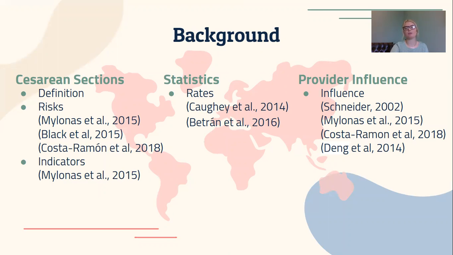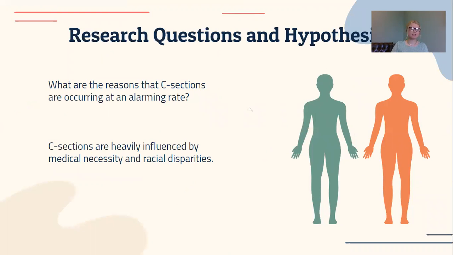So this leads to my research question and hypothesis. I was interested in knowing what were the reasons that C-sections are occurring at an alarming rate. And so my hypothesis is that C-sections are heavily influenced by medical necessity as well as racial disparities.